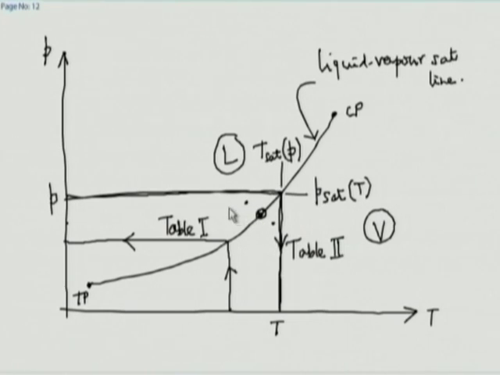What happens is, if you approach this state from the liquid zone, you will end up with a liquid which with a slight rise in temperature will move into vapor. And if you start from this end, you will end up with vapor which at a slight decrease in temperature will move into liquid.